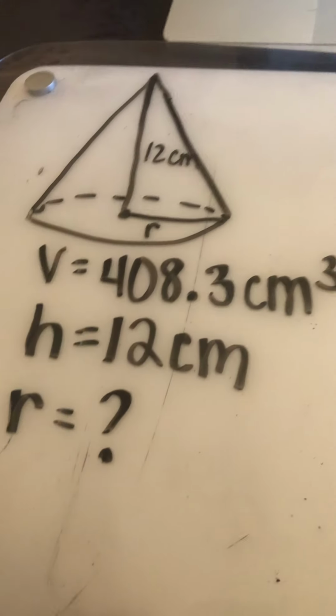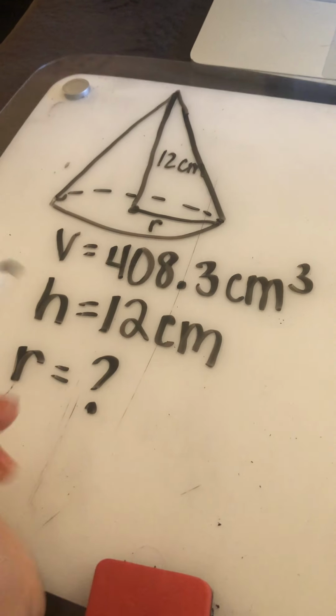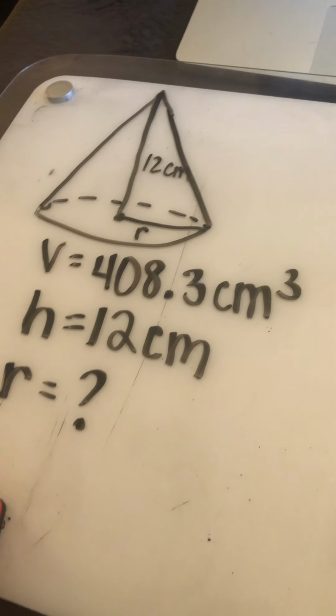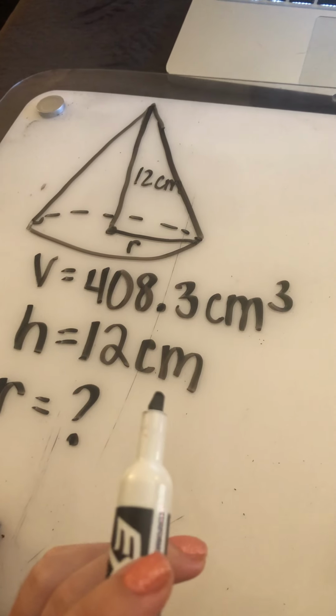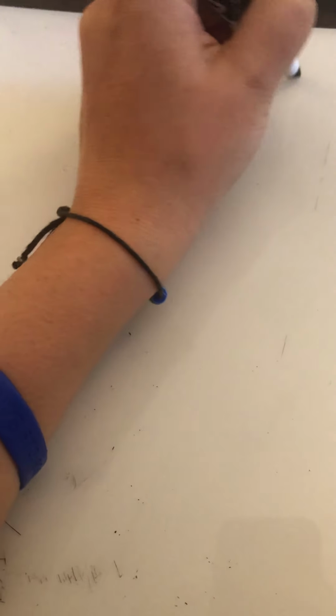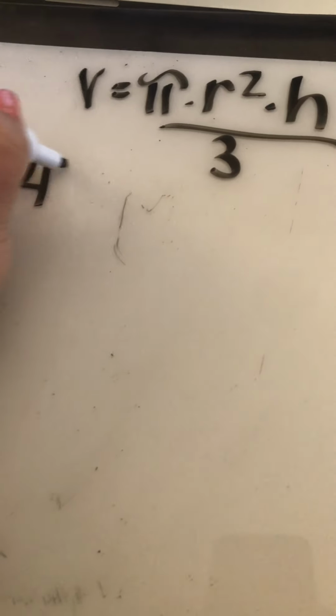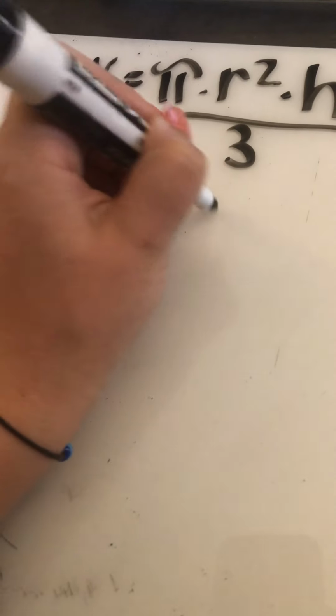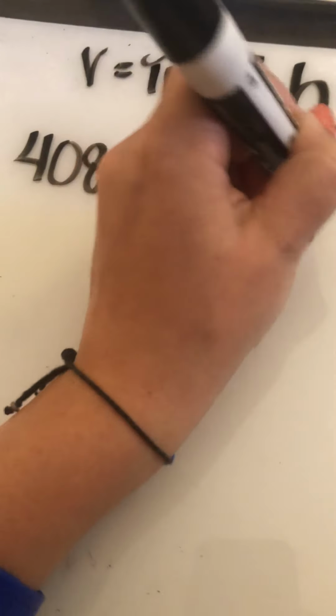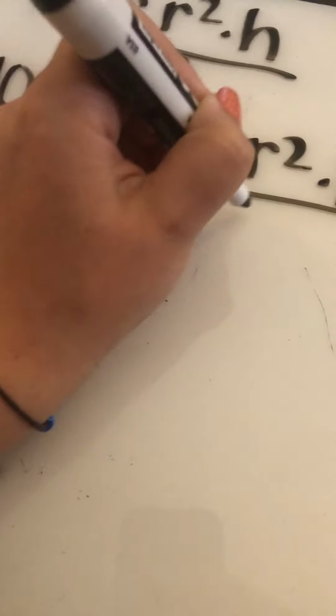So, let's figure out how this will look if our volume is now not in terms of pi. It's going to be very similar. It's just that we have to do some rounding now because they're going to be approximated values. All right, so first thing we'll do is write our formula like always. So we have V equals pi times r squared times the height over 3. Plug in the information that we are given. So our volume was 408.3 equals pi times r squared times the height over 3.